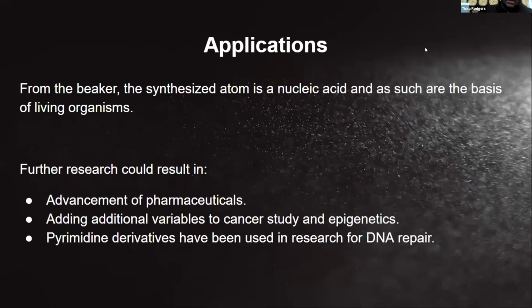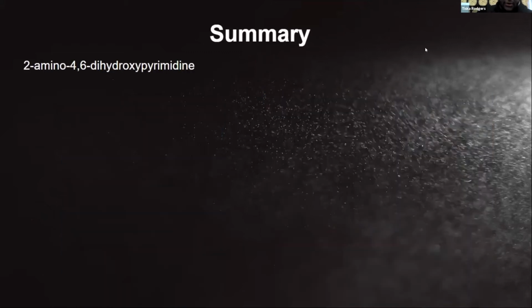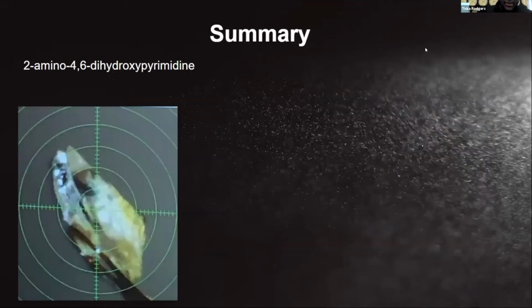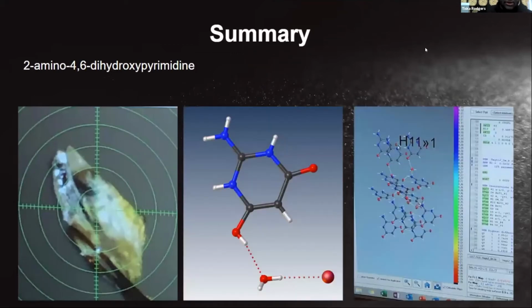And applications of this discovery are not known yet since there's no evidence of it, but it is a nucleic acid and it can have many applications in pharmaceuticals, research, cancer study, and epigenetics, and can be used in research for DNA repairs. And this is the structure of the adenine crystal, which formed from our first mixture. And this is the 2-amino-4,6-dihydroxypyrimidine and its structure.